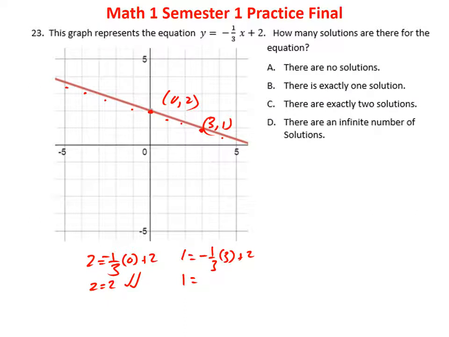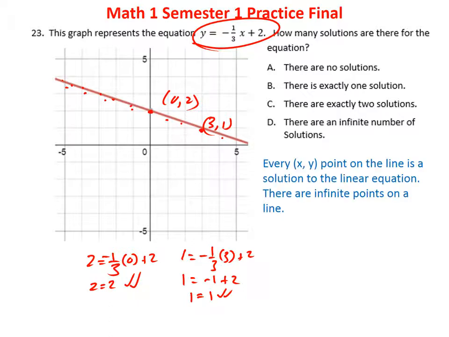Well, minus 1/3 times 3 is negative 1 plus 2, and I get 1 equals 1, and that's also a solution. And you could go along here, and any point along this line is a solution of that equation. In other words, how many points are in a line? Infinite number. The answer to this equation is every point on the line is its solution. There are infinite points, and the answer is E.